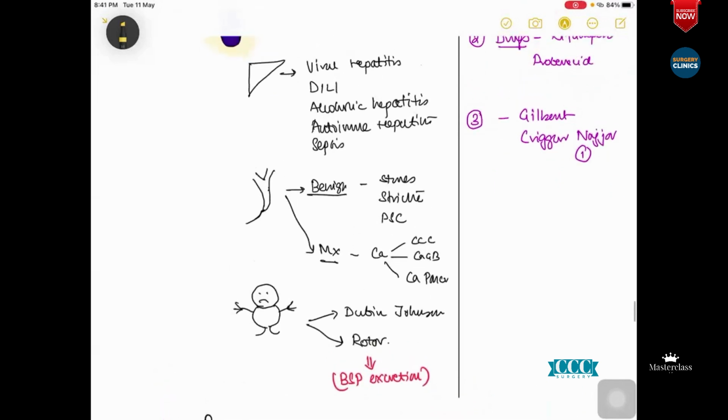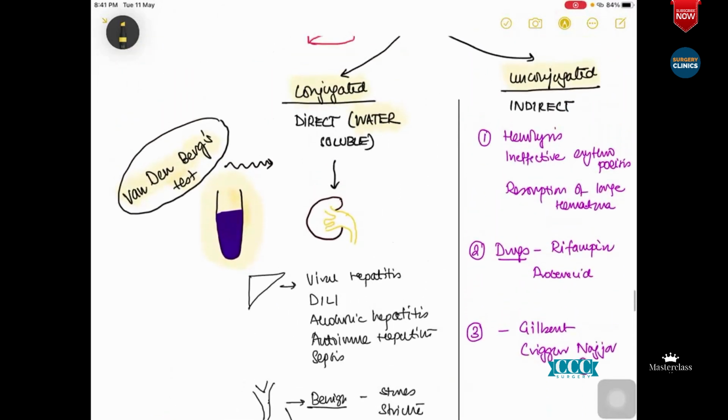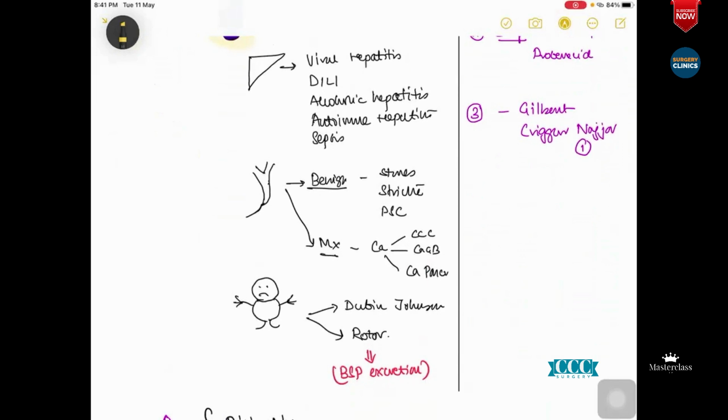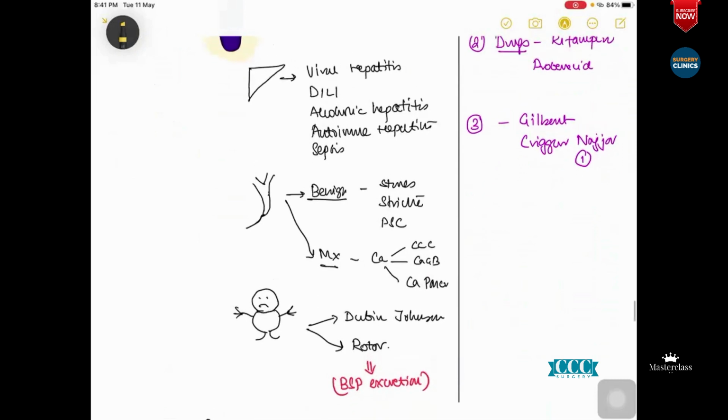You're often asked the cause of raised conjugated bilirubin. You want to take a screenshot of this, you can take a screenshot of this, just to mug it up and vomit it in front of the examiner. See, sir, there are causes in the liver, there are causes in the bile duct, and there are causes in the neonatal period, and I have summarized them in this portion.